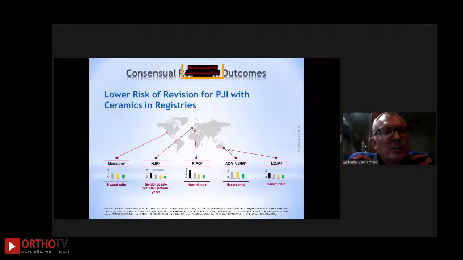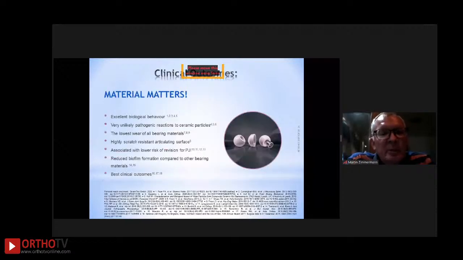In conclusion of my presentation, we believe that material matters. It is important to have the right choice of material if you want to have the best clinical outcomes. Ceramics have an excellent biological behavior. They have very unlikely pathogenic reactions to ceramic particles, the lowest wear of all bearing materials, and are highly scratch resistant. They are associated with a lower risk of revision for PJI, reduced biofilm formation compared to other bearing materials, typically cobalt chrome and polyethylene, and we believe we have better clinical outcomes.